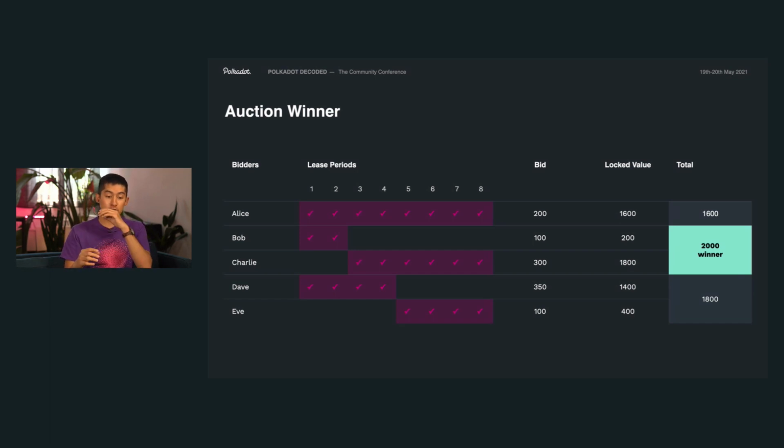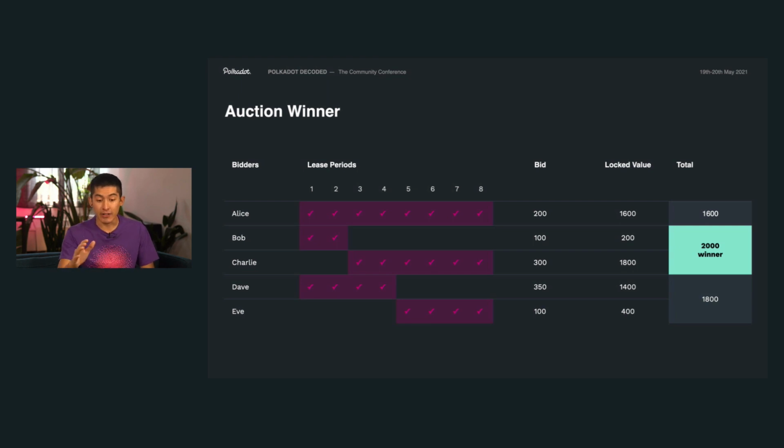On top of that, we pair bidders with each other so that we can fully saturate the lease periods. So you can see that Alice, of course, would satisfy all 8 lease periods by herself, but Bob and Charlie would need to combine themselves together in order to completely saturate the full 8 lease periods. So we'll look at Bob and Charlie's bids together when we're making the final evaluation.